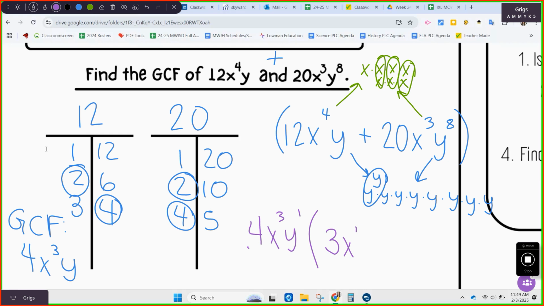Now we're going to divide this term by this term. 20 divided by 4 is 5. Okay, now I'm dividing exponents. What's the basis of division with exponents? Subtract. So 3 minus 3 is 0. Do I put it? No. Then y to the 8th minus y to the 1st is 7.